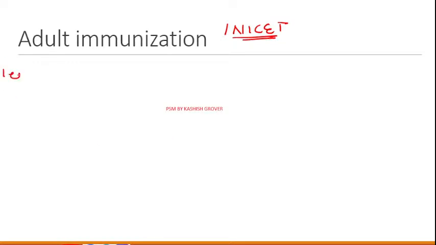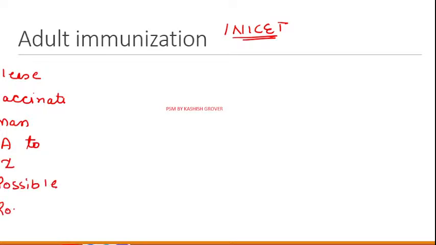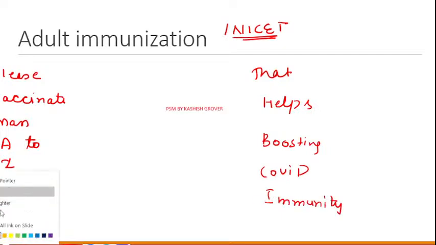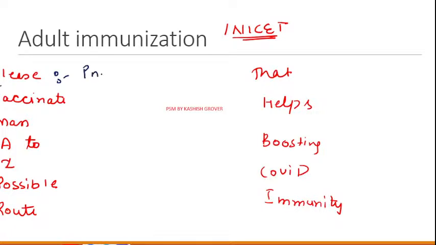I have a mnemonic for you. Please vaccinate man with A to Z possible route that helps boosting COVID immunity. So the mnemonic is: please vaccinate man with A to Z possible route that helps boosting COVID immunity. All right. So P stands for pneumococcal.